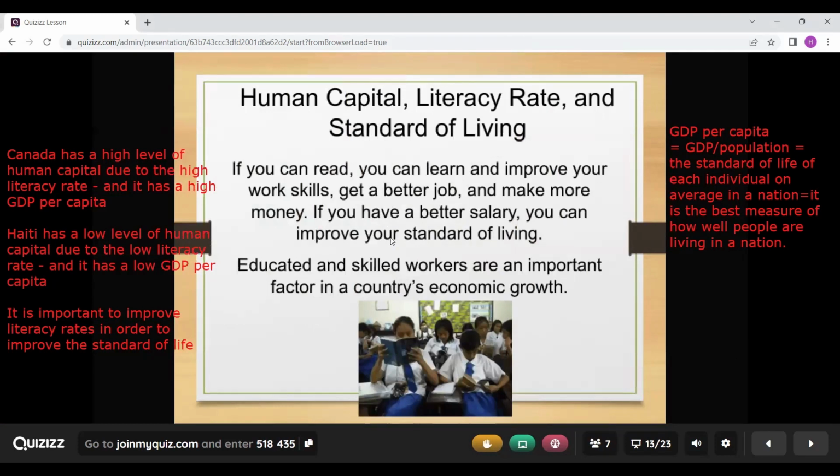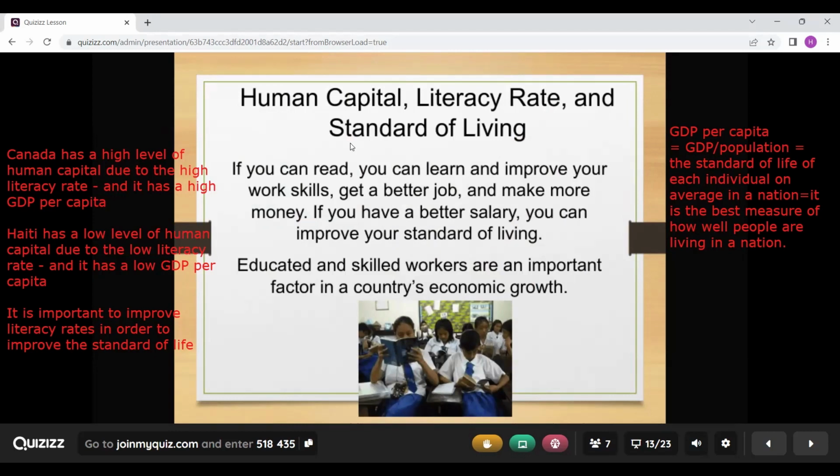So human capital, literacy rate, and standard of living. So it's important for teaching reading in schools. Reading and writing is very important, and that can allow for improved work skills and making more money, and then that allows for improvement in standard of living. So educated and skilled workers are an important factor in the country's economic growth.